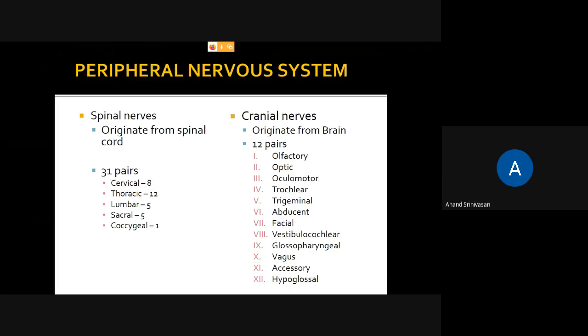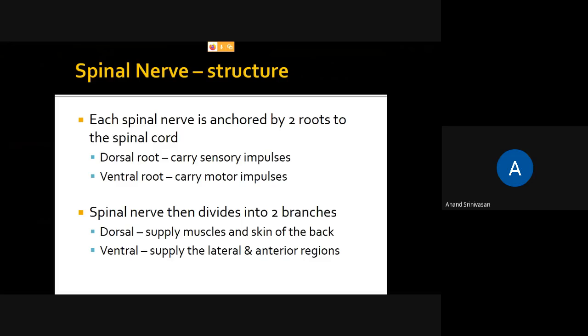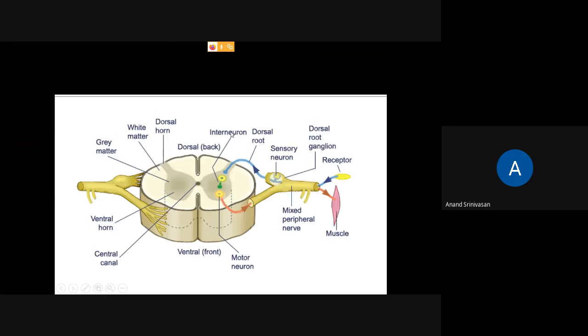In today's session, we will be going into detail about the spinal nerve. So how does the spinal nerve look? The spinal nerve is a nerve arising from the spinal cord. We know that, but how does it arise from the spinal cord? It arises from the spinal cord by two routes. Here you can see this is the spinal nerve and this is the spinal cord. It's attached to the spinal cord by means of two routes.